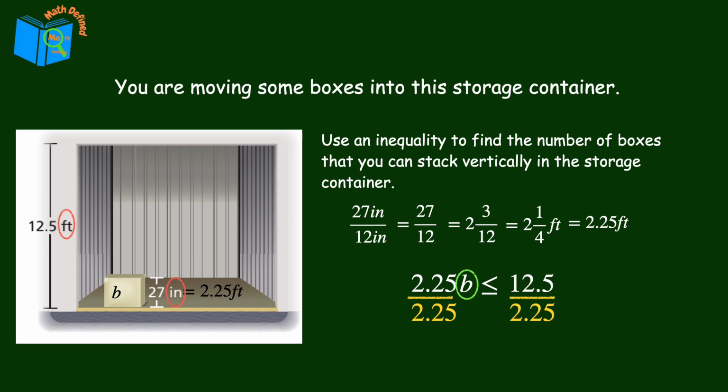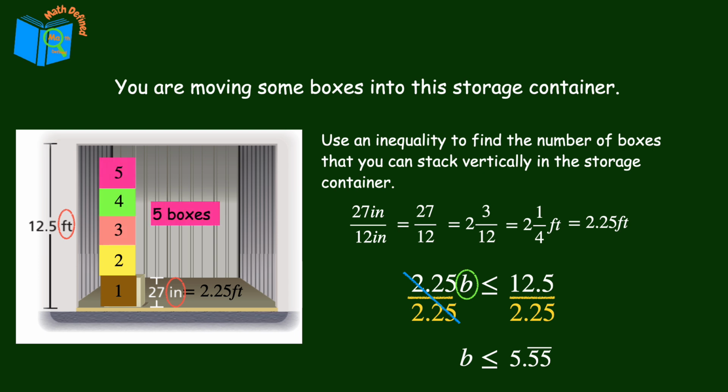On the left side, the 2.25's cancel out, leaving b is less than or equal to. On the right side, 12.5 divided by 2.25 is 5.5 repeating. So this means that you can vertically stack 1, 2, 3, 4, 5 boxes in the storage container with a little space left over at the top.